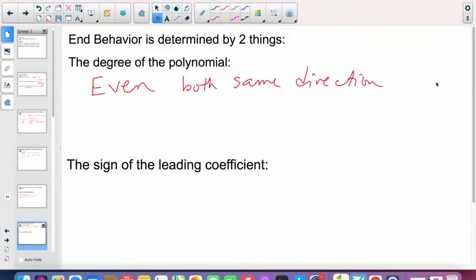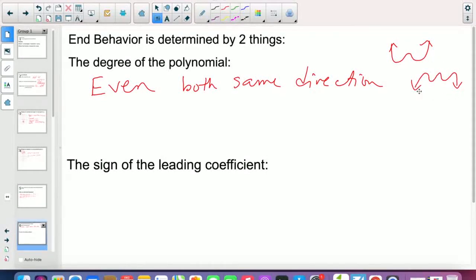So what that means is if it's an even degree, you might have a function that does this. That's an even degree function because it has 1, 2, 3 curves. That's a degree of 4. They're both going up. It might look like this. That is a 1, 2, 3, 4. That's got 5 curves. So that's a 6th degree function.